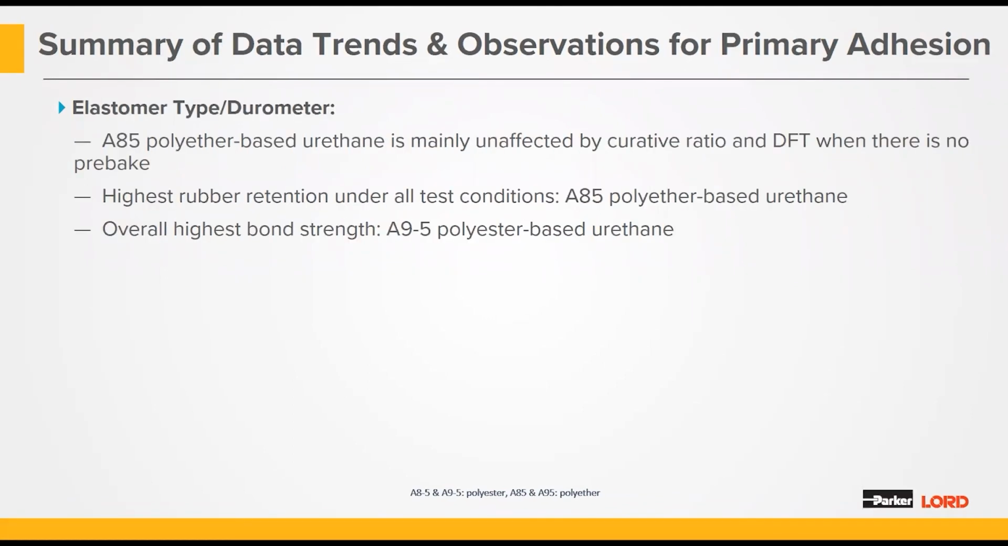Now, there are some key distinctions in the data based on the type of urethane compound. The A85, softer polyether-based urethane, is mainly unaffected by curative ratio and dry film thickness when there's no pre-bake. This elastomer also yielded the highest rubber retention under all test conditions. It makes sense that a softer stock resulted in the highest rubber retention because there was less stress at the bond line during testing. The overall highest bond strength was yielded by the A9-5 polyester-based urethane, and this was expected because the higher durometer compounds tend to yield higher bond strengths.